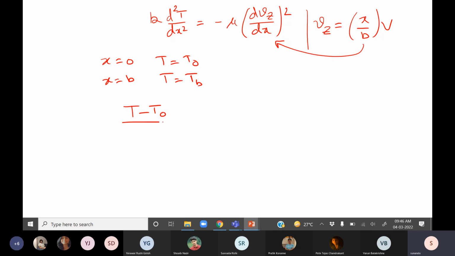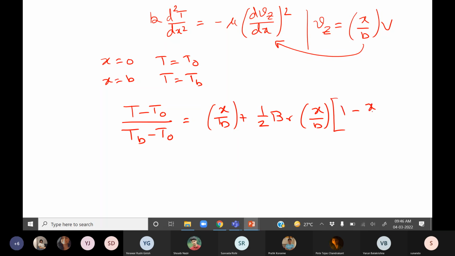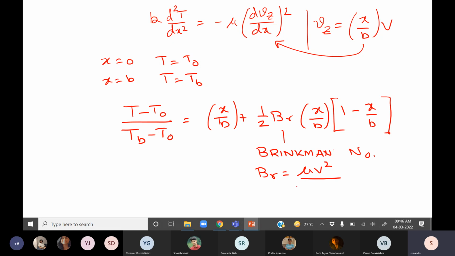The resultant temperature profile would be TB minus T naught, where this Br is a dimensionless group known as the Brinkman number, and the Brinkman number is essentially mu V square. When you solve this, it would automatically appear with TB minus T naught.